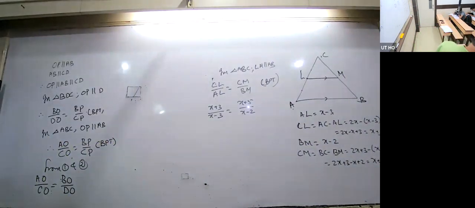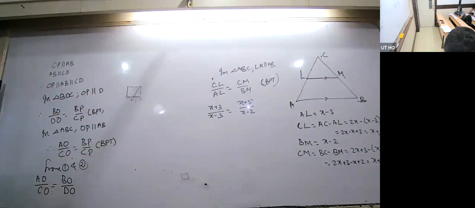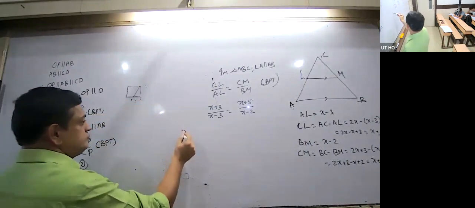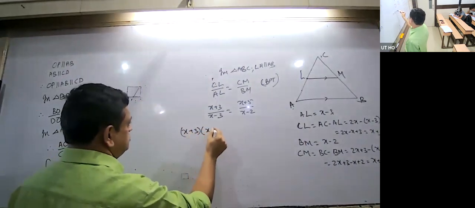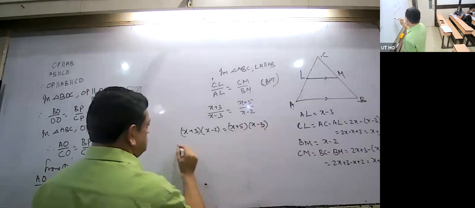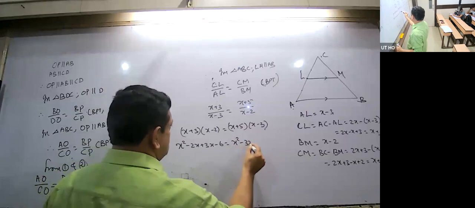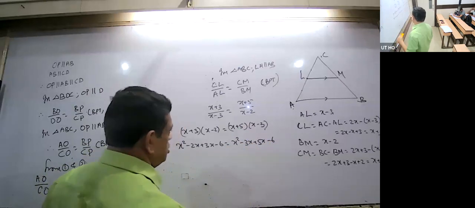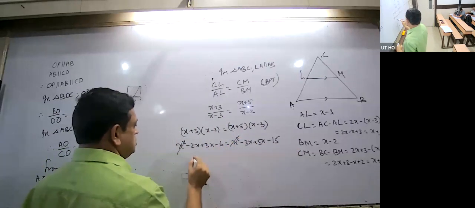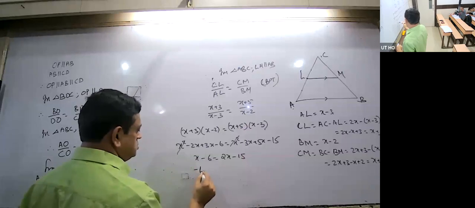Now, what happened? Sir, I found something, but it is not right. Did you write this one? Yes, trying to find another way. Write the steps in a simple sheet. There are other ways also. X square minus 3X plus 5X minus how much? 15. X minus 6 equal to 2X minus 6 plus 15.